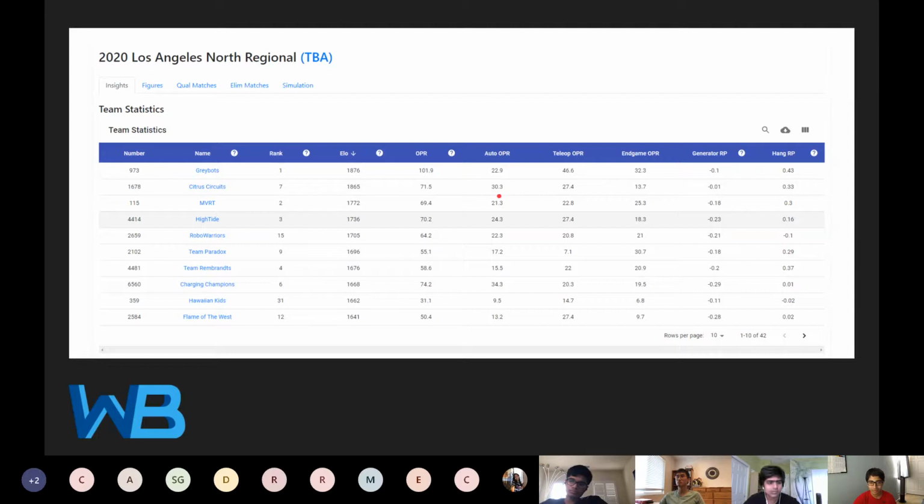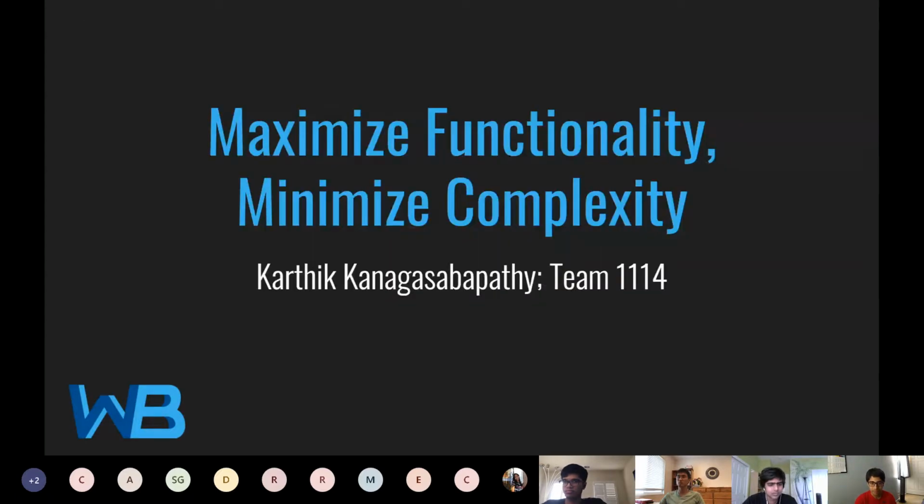They were generally better at almost everything they did. Citrus Circuits did better, obviously, in auto because they could take advantage of their turret, whereas 973 just didn't have a turret. But past auto, it begins to skew towards the gray bots, where their higher consistency and robustness in gameplay just give them a huge advantage, almost double the endgame OPR. So, yeah, moving forward, rule number 2: maximize functionality, minimize complexity. This isn't a direct quote from Karthik, but it's effectively what one of his longer statements boils down to.